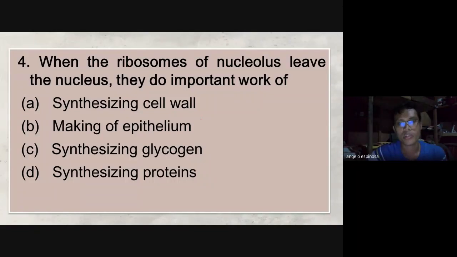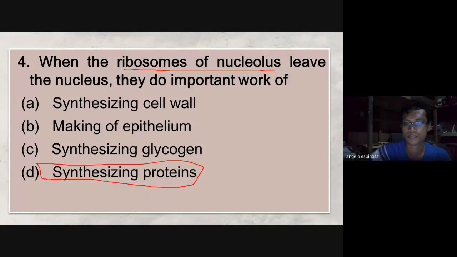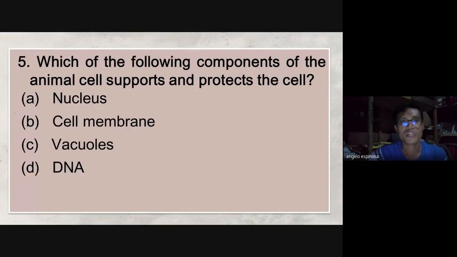Number four, when the ribosomes of the nucleus leave the nucleus, they do important work of what? Synthesizing proteins. Letter D. Number five, which of the following components of the animal cell supports and protects the cells? So that is cell membrane.